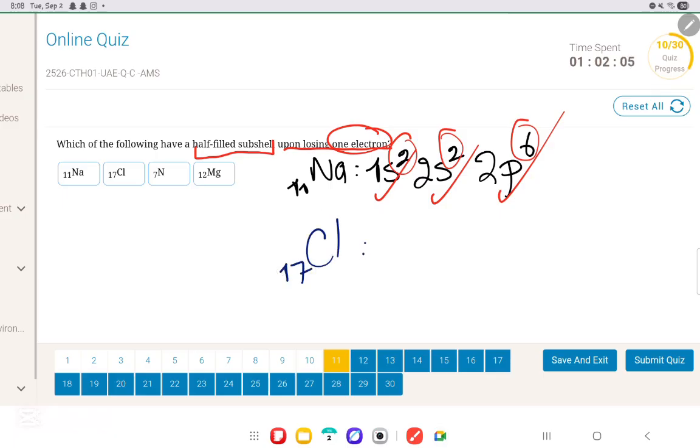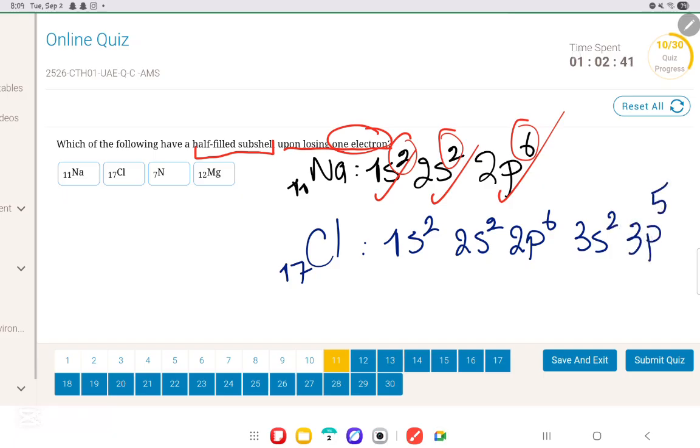We have 1s2, 2s2, 2p6, this is already 10, 3s2, that is 12, and 3p5. Now, they told us we will lose 1 electron. That means you will take away 1 electron from the last shell and you will change the number. So it was 5, it became 4. Why? Because we lost 1 electron. So let us see, this is full, this is full, this is full, this is also full, but this is not half full. In order for the p to be half full, you should have 3 electrons.